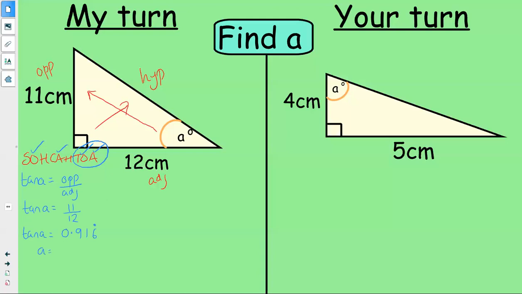And then you will use the inverse function of tan. You just double check with your teacher how you type this in using your calculator, but I'll keep that previous answer in your calculator. Press shift, tan, then the answer button, which has that previous answer stored, and then equals. And you should get an answer of 42.510... Again, one decimal place, 42.5, and it will be degrees. Again, pause the video now and try and work out the one on the right hand side, your turn.